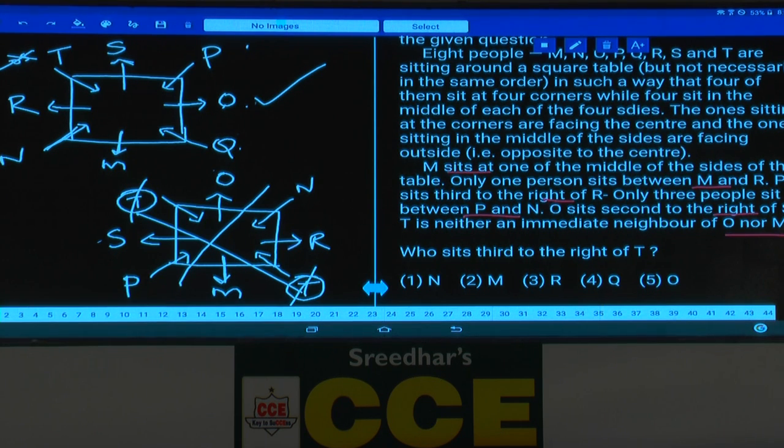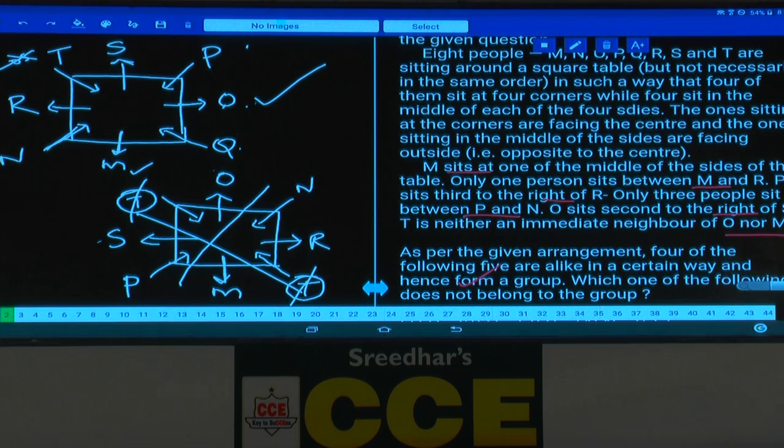Then question number 1. Who sits third to the right of T? Tell me who is third to the right of T. Now T is facing the center. 1, 2, 3. M is third to the right of T. That is choice 2.